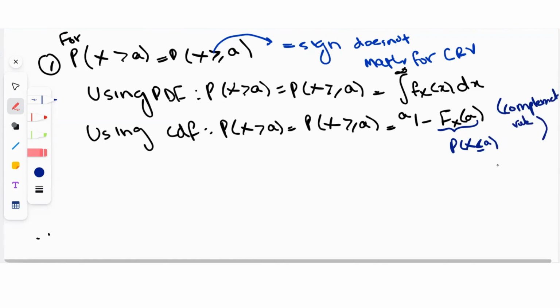So basically, you can find any probability using either PDF or CDF. If you have a probability of this form, using the PDF, you just integrate from a to infinity. Again, this infinity is in general. You can make this more specific depending on where your PDF is non-zero. So using CDF, we can also find this probability by applying the complement rule. You can write this as 1 minus F_X(a), because F_X(a) is just the probability X is less than or equal to a.